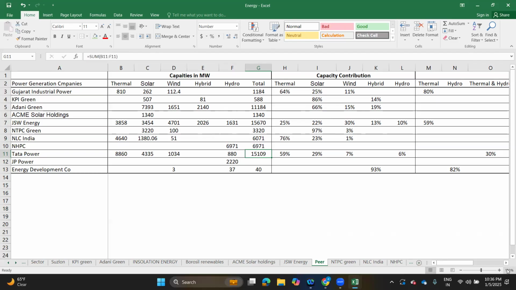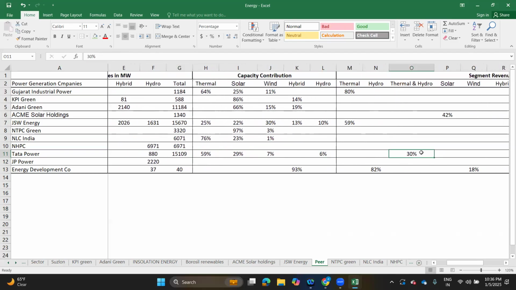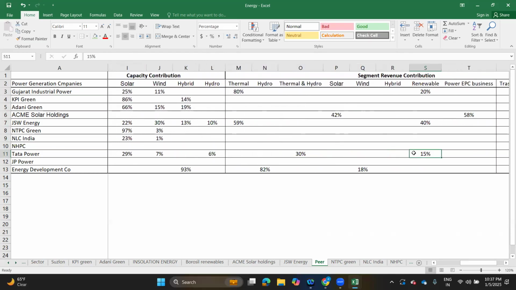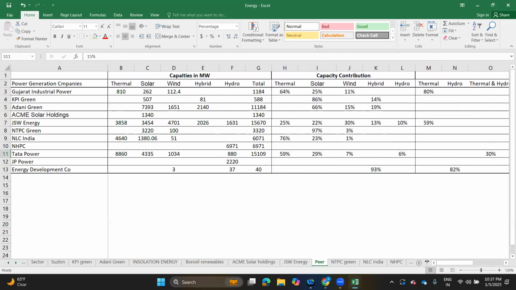So as far as revenue breakup is concerned, 30% of the total revenue goes to thermal and hydro together, 15% goes to renewable, and the rest 55% from transmission and distribution. Please note, Tata Power has a larger revenue contribution from thermal, transmission and distribution.